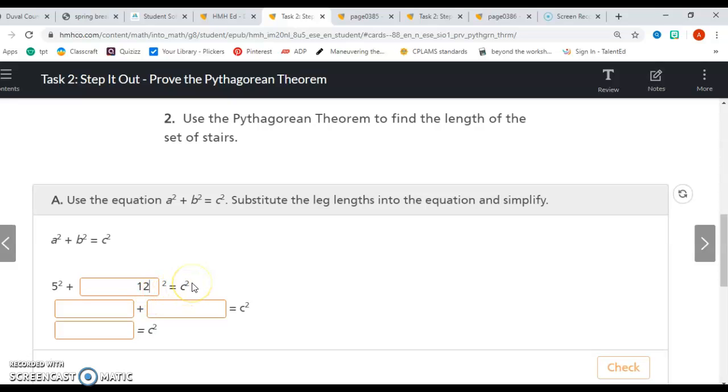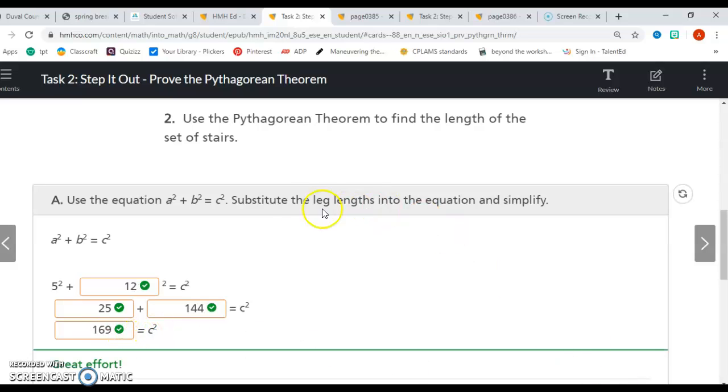Now I need to solve. 5 squared equals 25. 12 squared equals 144. If I add these together, 25 plus 144 equals 169. So now I have an equation: 169 equals c squared. That was just simply substituting those side lengths, the leg lengths, the height and the base of the right triangle, into the equation to solve for c squared.